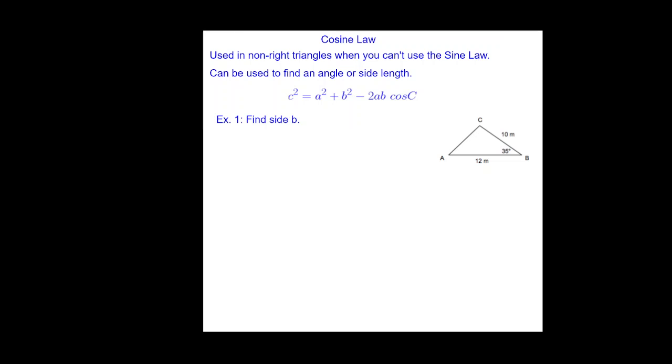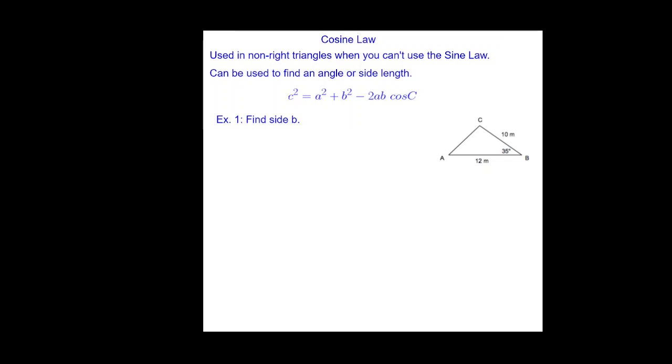In this video, we look at the cosine law to find missing side lengths or missing angles in triangles. So the cosine law is used in non-right triangles, so triangles that do not have a 90-degree angle. Again, for those 90-degree triangles, we are going to use SOHCAHTOA. We try to use the sine law if we can.